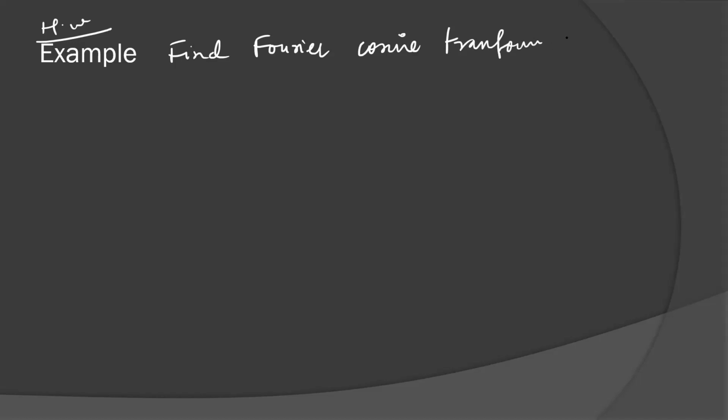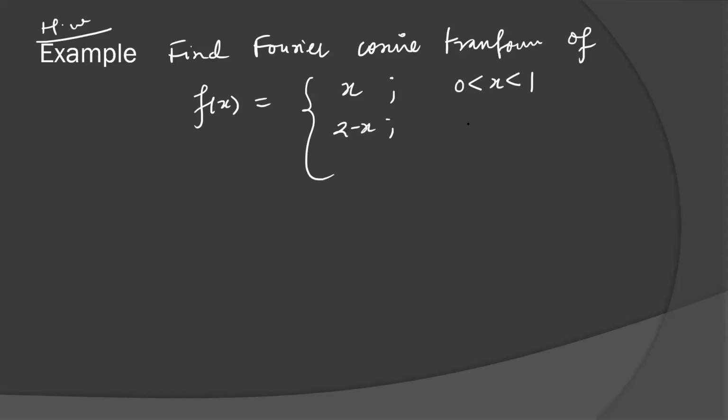Let's see another problem. I am giving you this problem as homework. Find the Fourier cosine transform of f(x) equal to x when x is between 0 to 1, 2 minus x when x is between 1 to 2, and 0 when x is greater than 2.